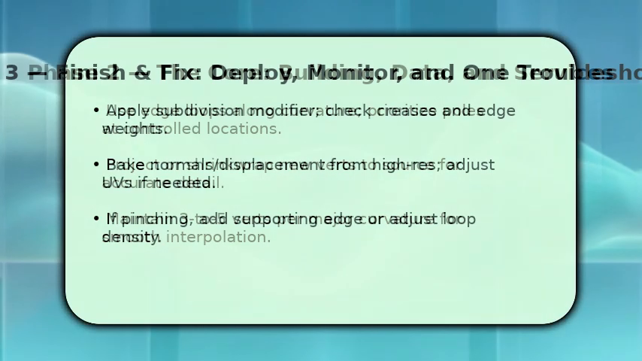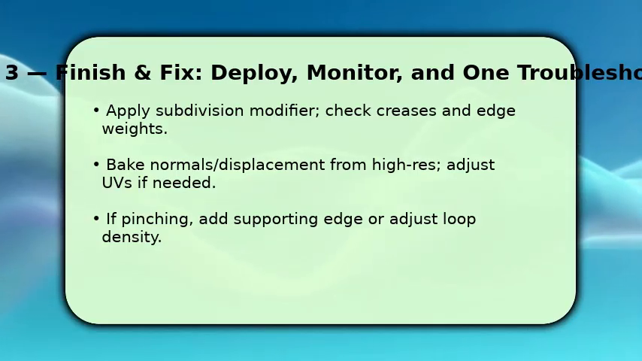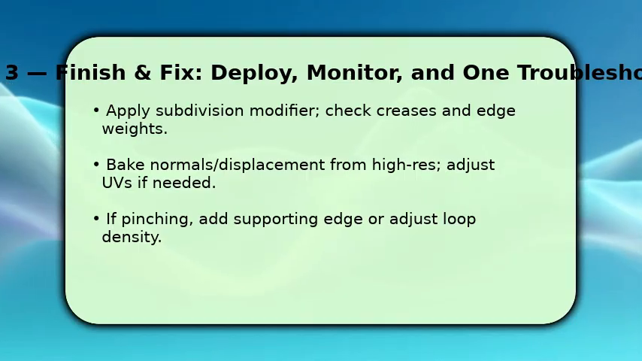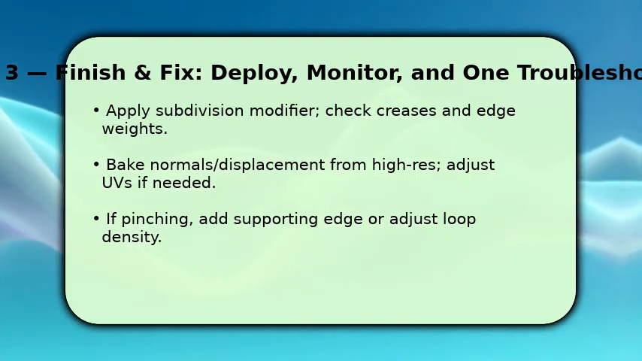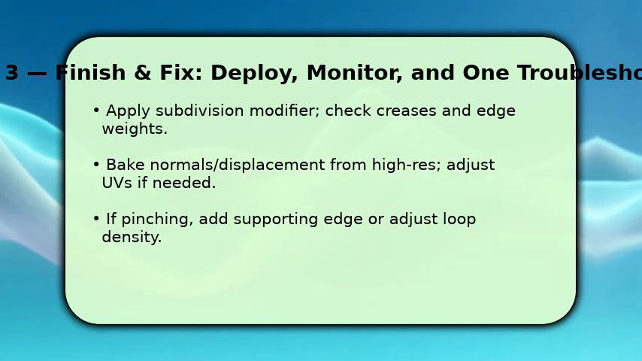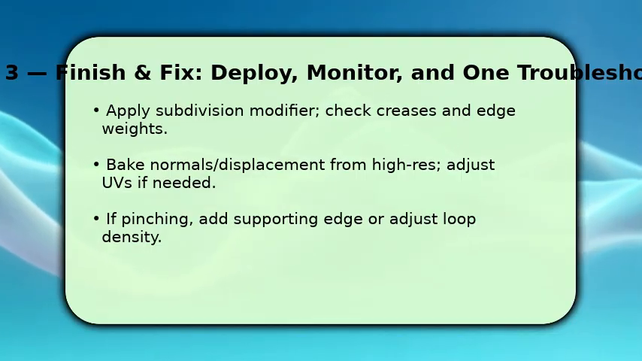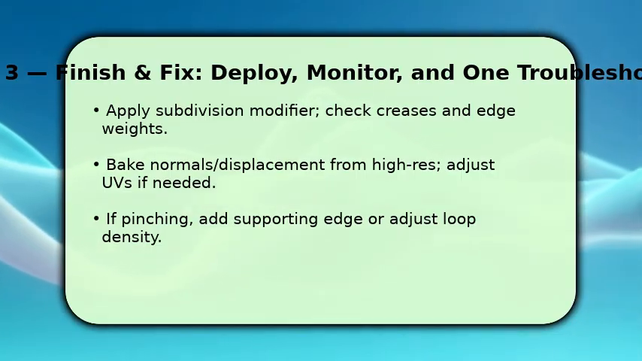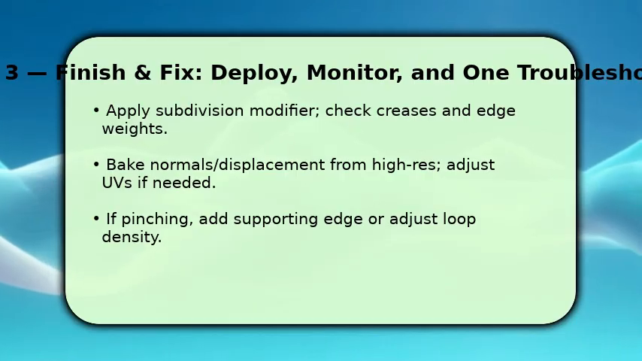You finalize by applying a subdivision surface modifier and tuning edge creases or weights so sharpness matches the reference. This shapes the final silhouette. Then bake normals or displacement from the high-res source to capture fine detail and fix UVs for clean texel distribution. Once rendered, inspect for pinching or artifacts.